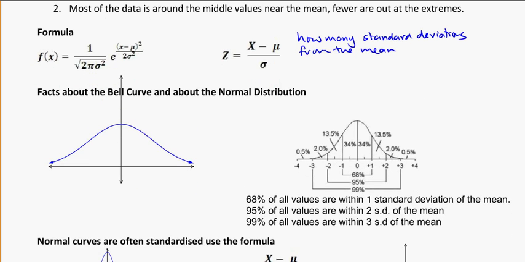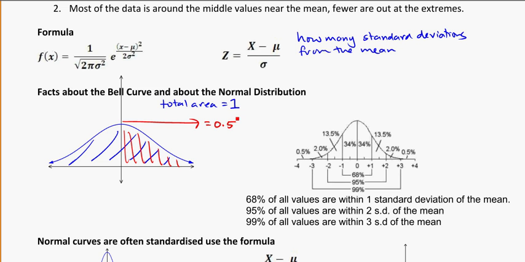Other things that we need to be aware of is that the bell curve that belongs with the normal curve has a total area, as you might expect, equal to 1. So it's the whole area under the curve. And it's usually symmetrical. So this part over here would have an area of 0.5 because it's only half the curve.